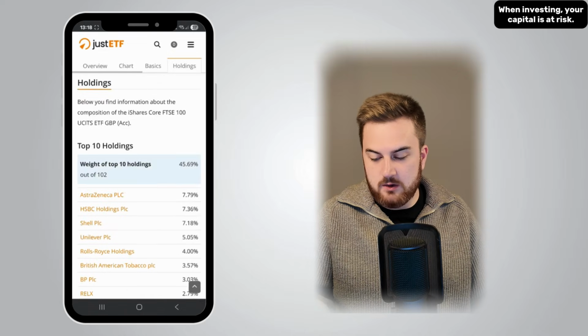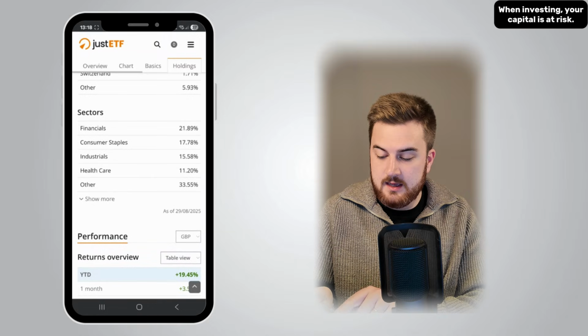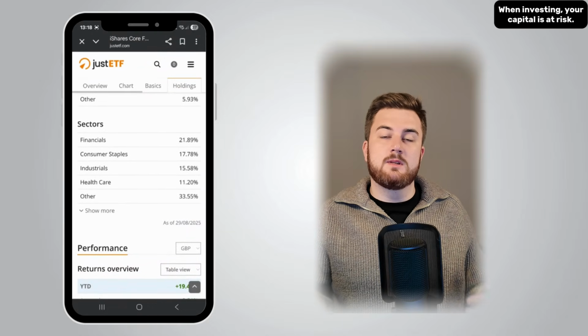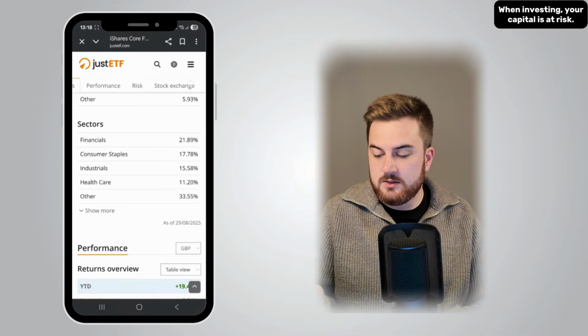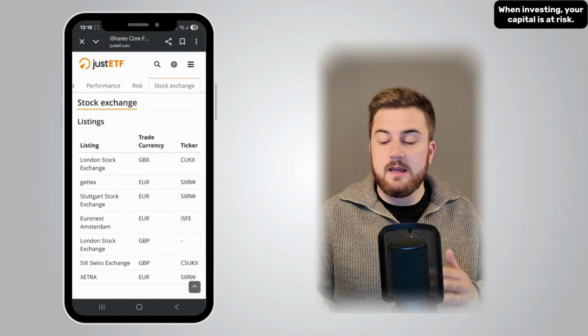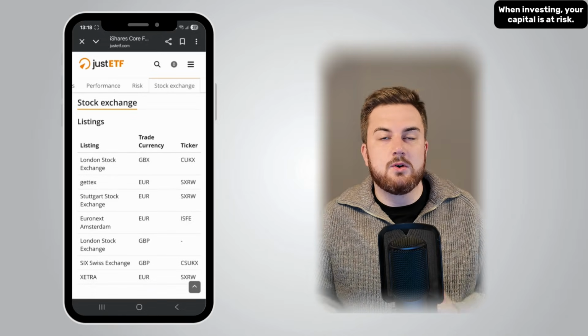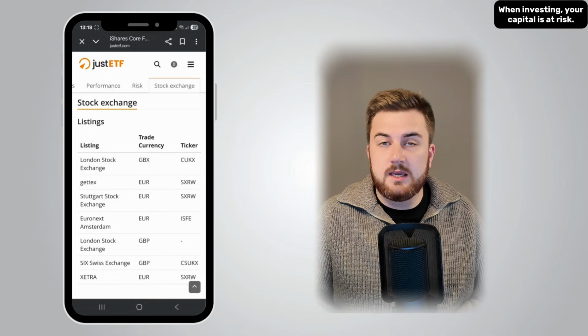Next thing on Just ETF is a holdings breakdown, country breakdown, sector breakdown, and importantly, you can see here, it tells you when that was last updated. As I say, for the most up-to-date holdings breakdown, check the fund provider website. The other thing I check here is stock exchange. So this is where you can check the ticker and the trading currency of ETFs. So if you see an ETF listed in euros and you want to see if there's a version listed in pounds or pence, you can check here on Just ETFs.